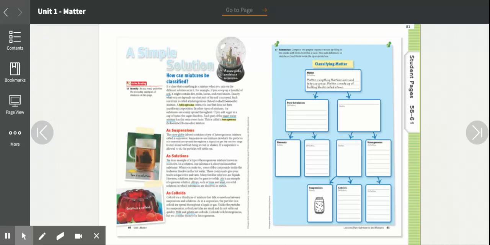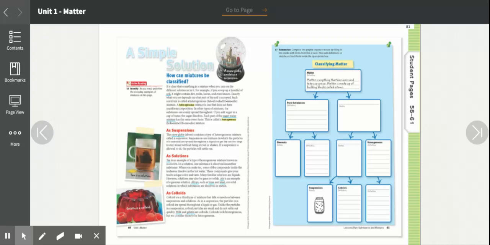As solutions. Tea is an example of a homogeneous mixture known as a solution. In a solution, one substance is dissolved in another substance. When you make tea, some of the compounds inside the tea leaves dissolve in the hot water. These compounds give your tea its unique color and taste.